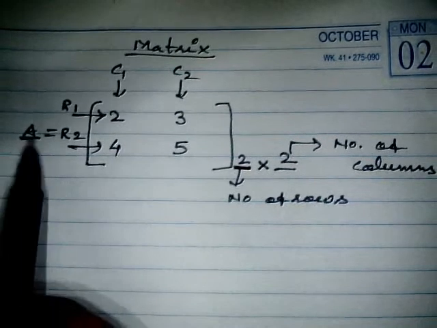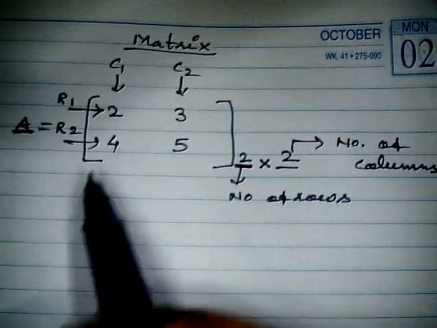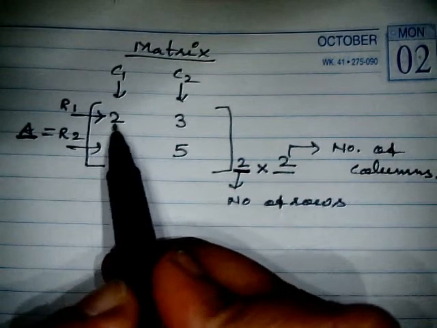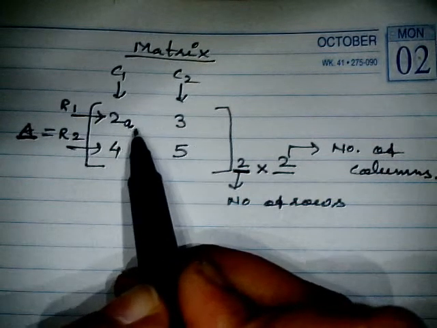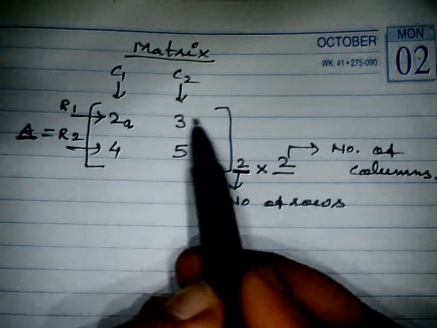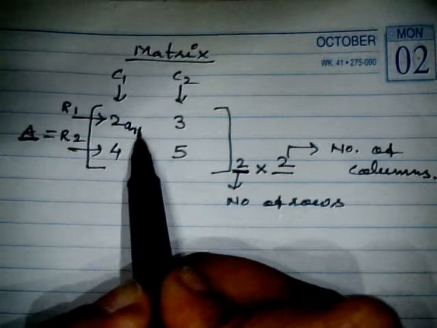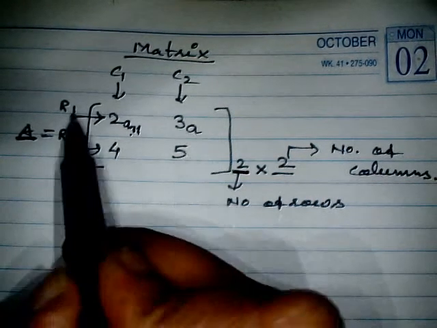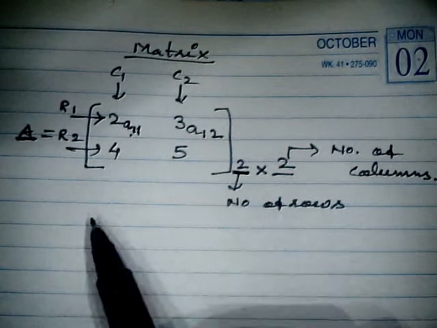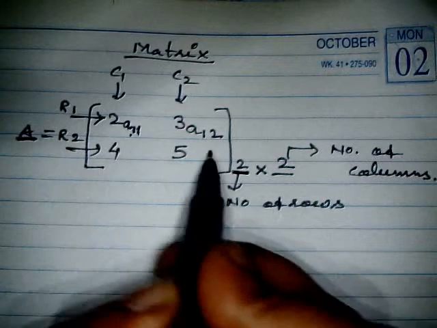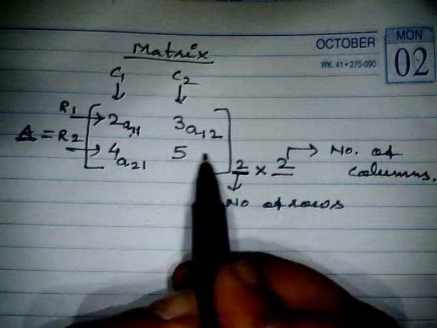The matrix is always represented by a capital letter. In the alphabet you can use any letter from A to Z, and the inner values are represented by a small letter. Suppose this is first row and corresponding first column, so this position will be first row, first column. This one is first row and second column. This is second row, first column, so the order of this element is going to be 2, 1. Now this is second row, second column, so this is 2 by 2.